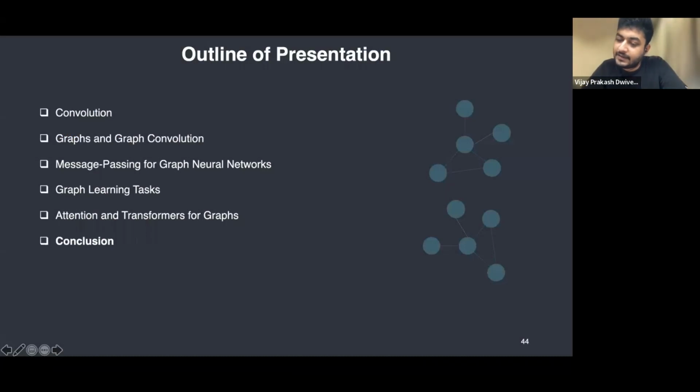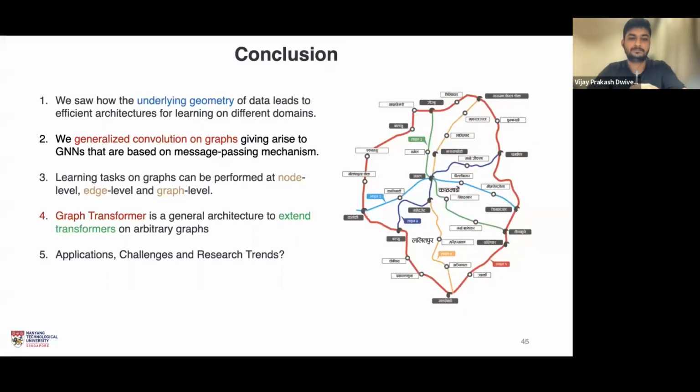So now we move towards the end of this presentation. I think we would still have time, so we can discuss several aspects of the presentation after the conclusion. But towards the conclusion, first of all, I'll recap what we went through, and then I'll highlight some of the applications, challenges, and research trends in this field.